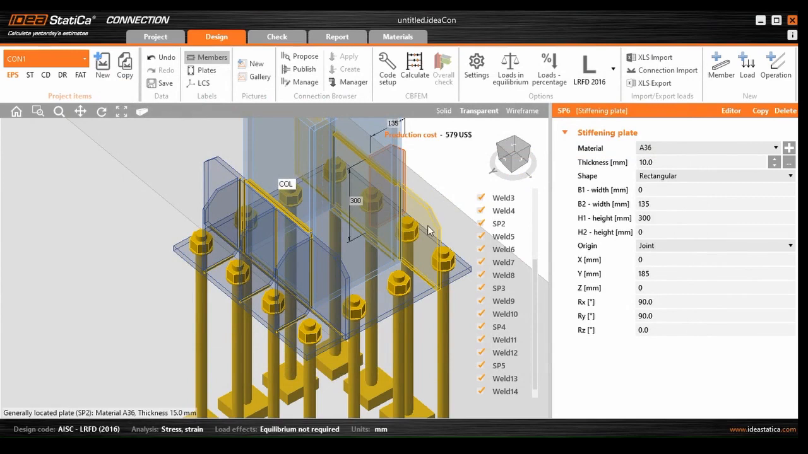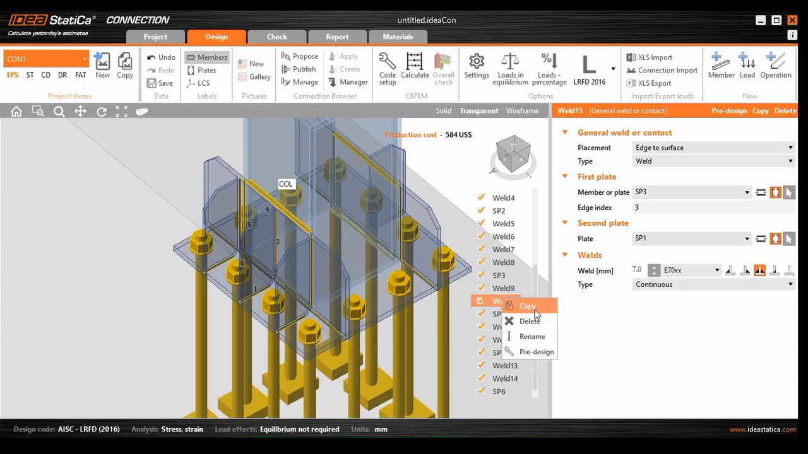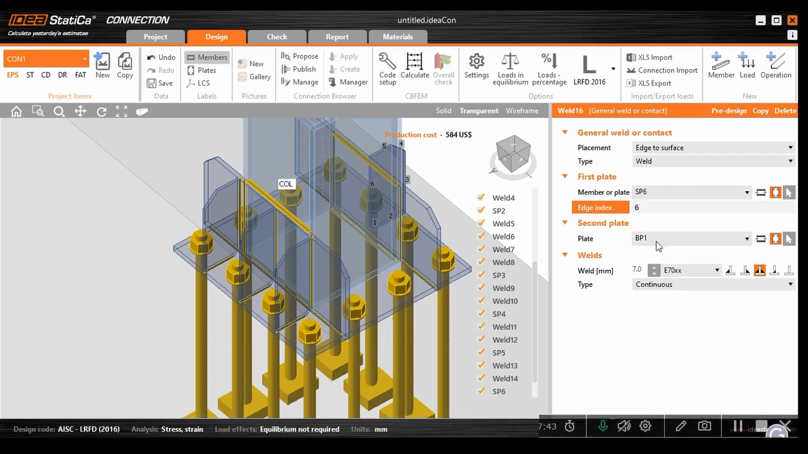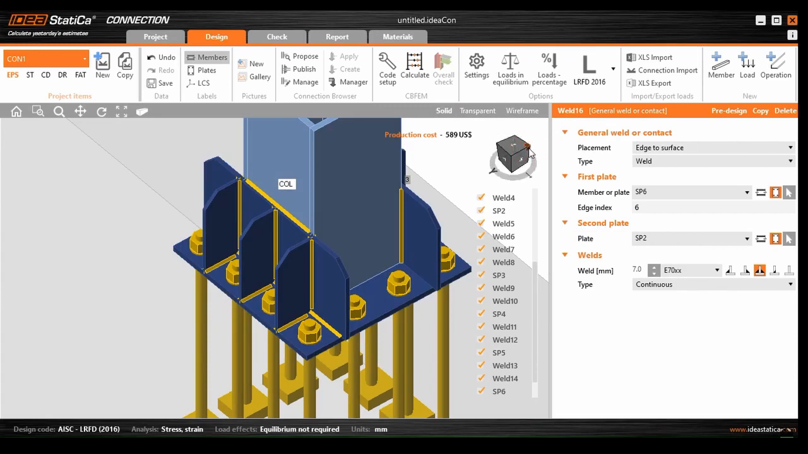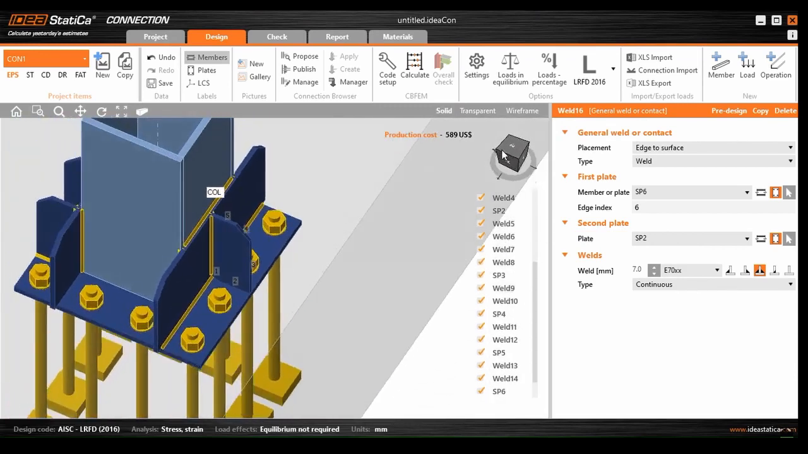So create a copy of weld 9 and 10. And change the first plate to SP6, index 6, and set the second plate to SP2. Okay, go to the solid mode to see whether the weld is located correctly. Okay, good.